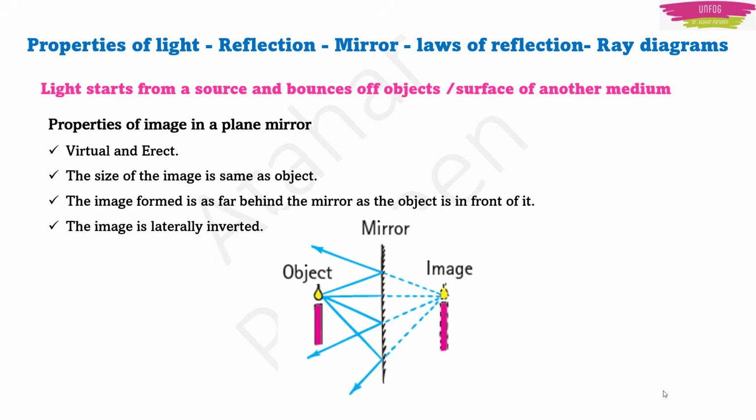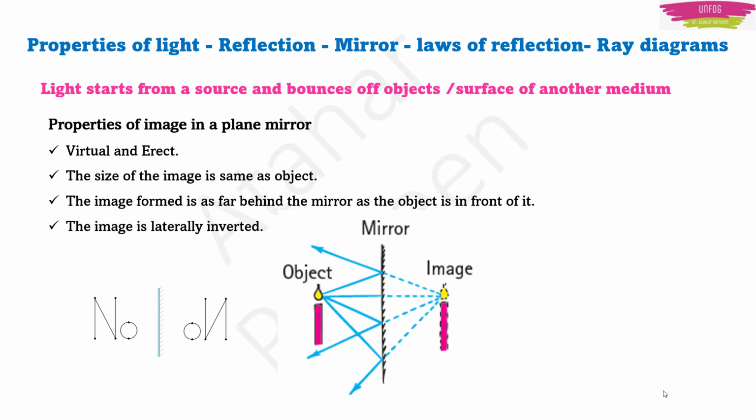So that is the property of the image formed in the plane mirror. And the last and the most important property of the image formed is that it is laterally inverted. What do you mean by laterally inverted? For example, if you take a poster written as "no" in front of the mirror, then your "no" looks like this. So this "no" looks laterally inverted in the image. So these are the properties of the image formed in the plane mirror.